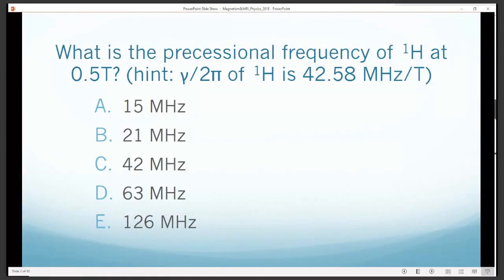Before we start talking about MRI, I've got a few questions. I got a question here. So what is the precessional frequency, that is the resonant frequency of hydrogen 1 nuclei at 0.5 Tesla? And if I tell you that the reduced gyromagnetic ratio is 42.58 megahertz per Tesla, what frequency do you think you would resonate at at 0.5 Tesla?